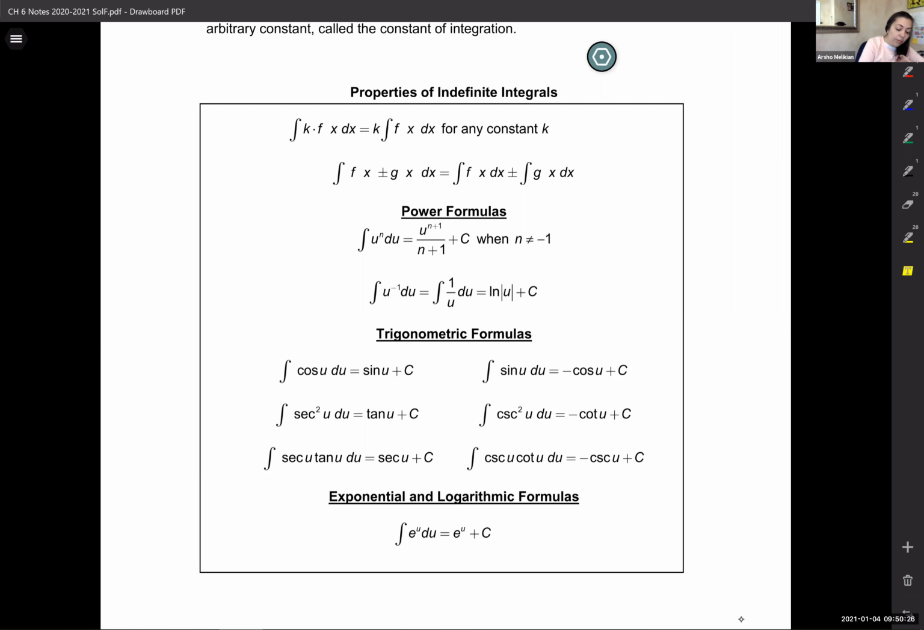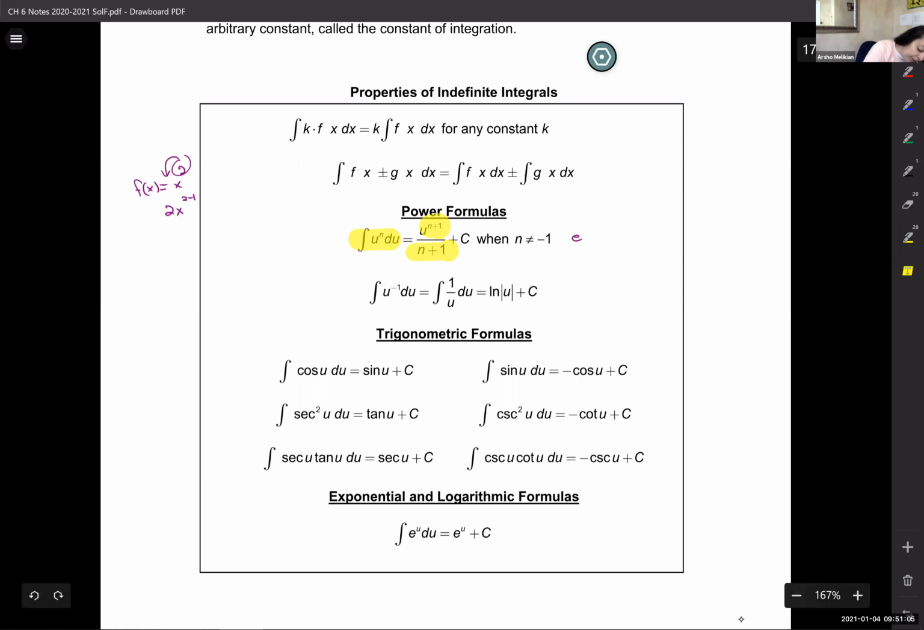Remember how when we had f of x is equal to x squared, to take a derivative the 2 would come down, and then you subtract 1 from the exponent. Now we would have to press rewind and do the opposite. So you add 1 to the exponent, and you divide by the new exponent. So integral u to the n du, you add 1 to the exponent, you rewind, and then you divide by the new exponent plus c.